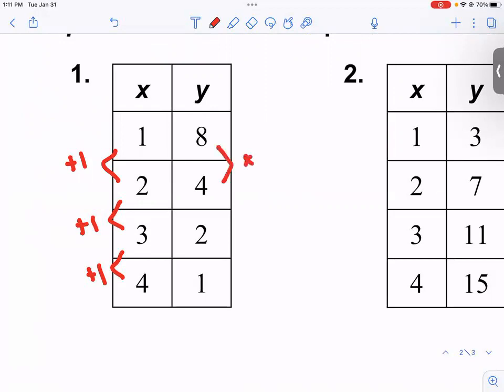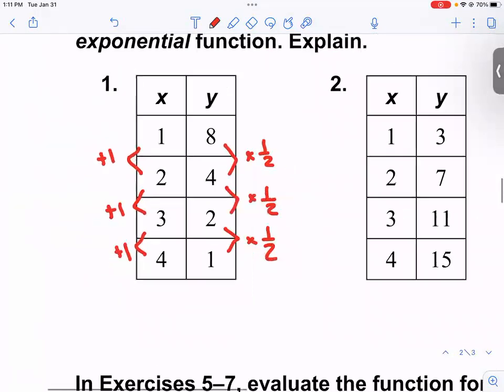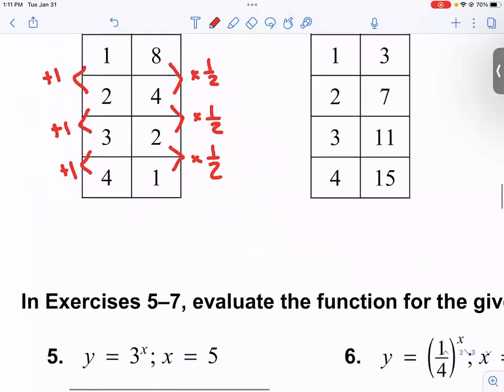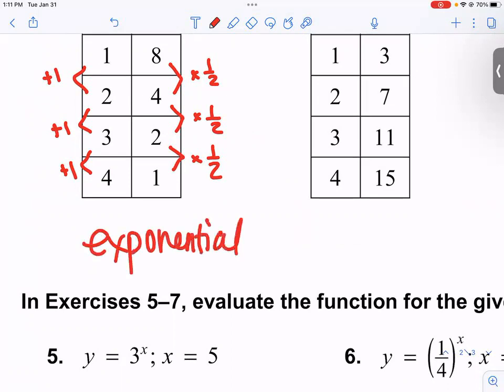So I can multiply by 1/2, multiply by 1/2, multiply by 1/2. Multiplying by 1/2 is the same thing as dividing by 2. I'm trying to make a point. An exponential function means our consecutive y values are being multiplied by the same number. So this is an exponential function. As long as the x's are consistent, then the y should be consistent, okay? If the x's aren't consistent, then we're going to have a little bit of a problem.